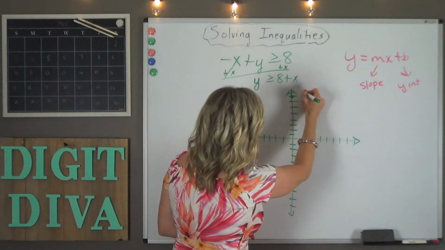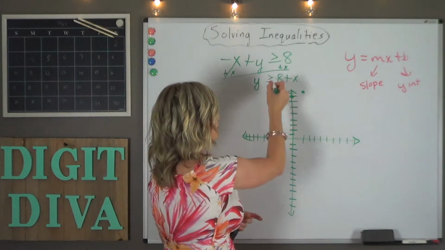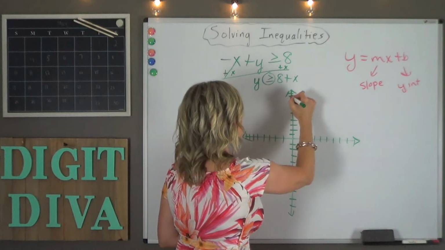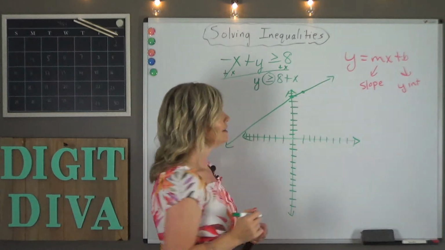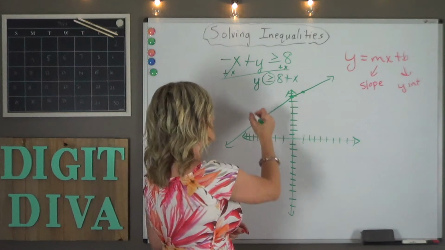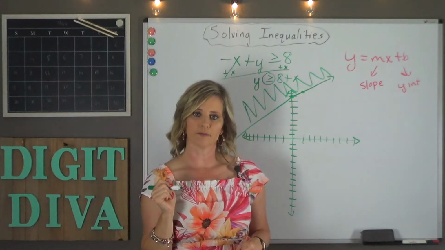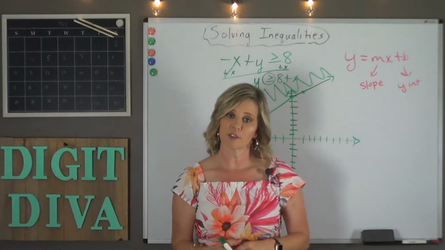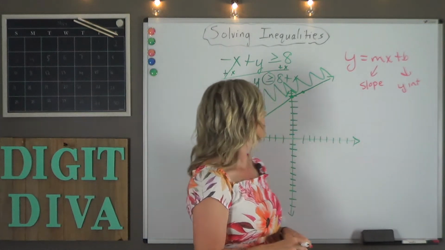Up 1 over 1. What type of line would I have this time? Look at my symbol. It includes the equal sign. So it's going to be a solid line, okay? Not very straight, but you get the point. And it says it's greater than. So I would shade everything above that line, okay? If your inequality is not in slope-intercept form, you have to make it in slope-intercept form, okay?